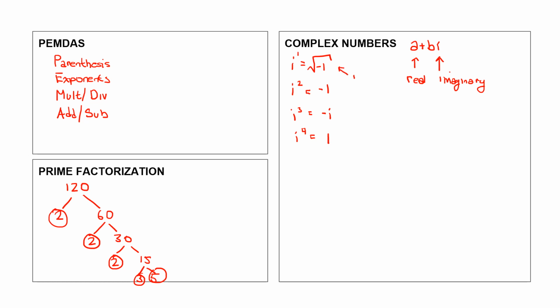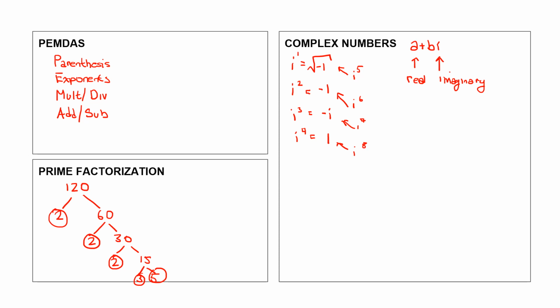This one would correspond to i to the 5th. This one would correspond to i to the 6th. This one to i to the 7th. This one to i to the 8th. And the same process continues for the higher powers.